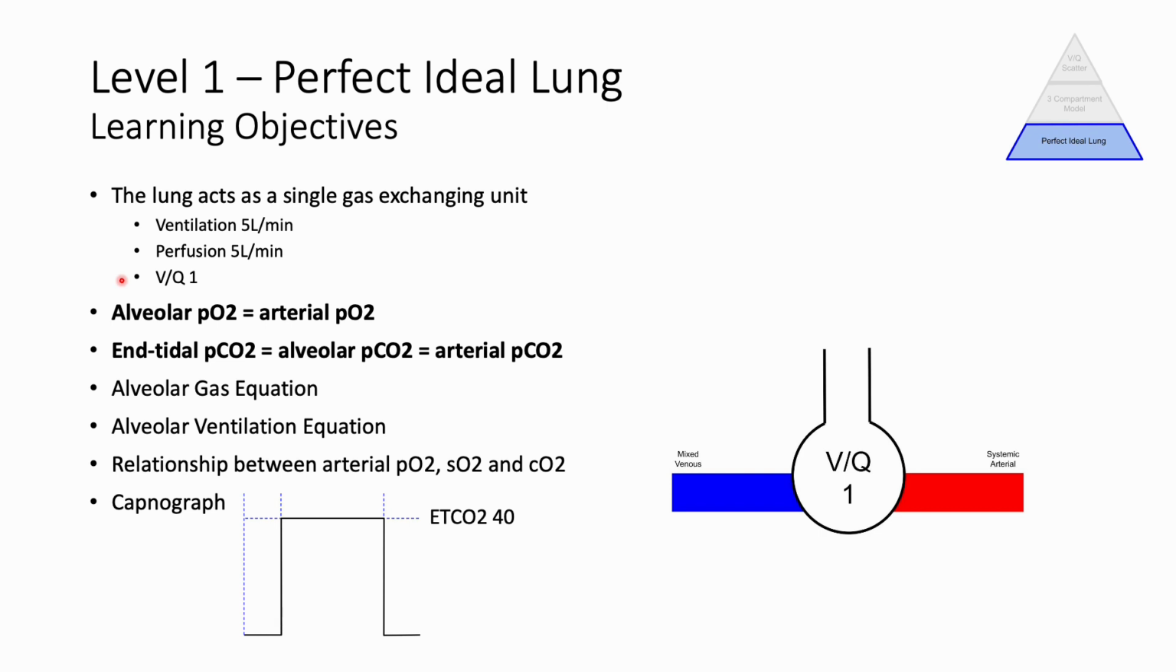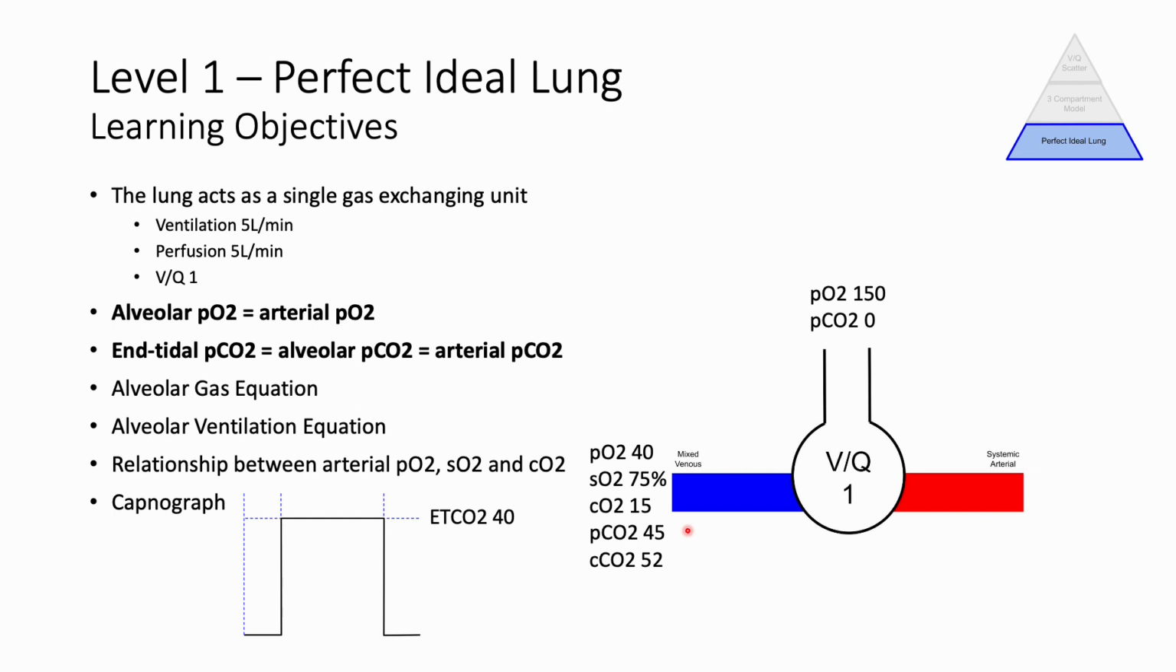But it really doesn't matter which figure you remember for the exam. So the main things that we want to understand using this model are that alveolar PO2 is equal to arterial PO2 and that end-tidal CO2 is equal to arterial CO2. So in the moist inspired gas, there's a PO2 of 150 and negligible CO2, while in the mixed venous blood, the composition is a PO2 of 40 and a PCO2 of 45.